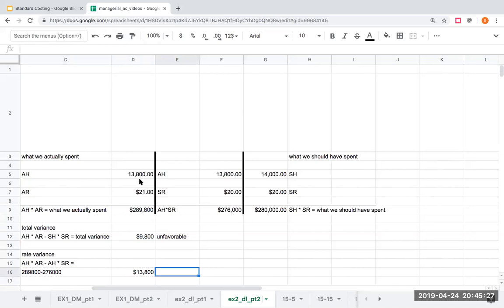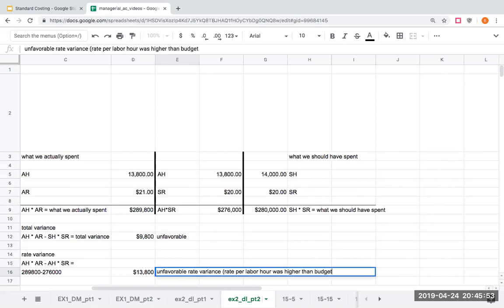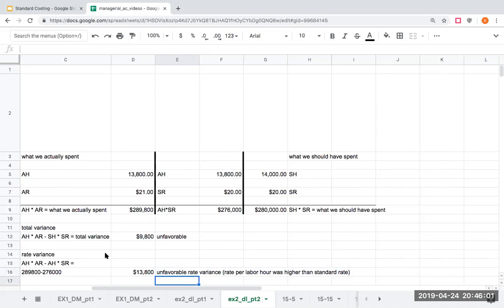Now note here, intuitively, my actual rate was $21 per hour. My standard, though, was $20 per hour. So I'm paying more on an hourly basis. So this is going to be unfavorable. Rate variance. My rate per labor hour was higher than budgeted, or it's higher than the standard rate. Okay, so it's going to be unfavorable.